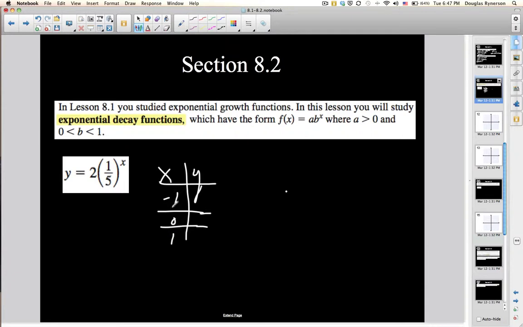In this case, it changes. This is the point where the graph changes from horizontal to vertical, at this turning point from negative numbers to positive numbers. So when I plug -1 in here, 1/5 to the -1 power is 5, times 2 is 10. 1/5 to the 0 power is 1, times 2 is 2. And 1/5 to the first power is 1/5, times 2 is 2/5.